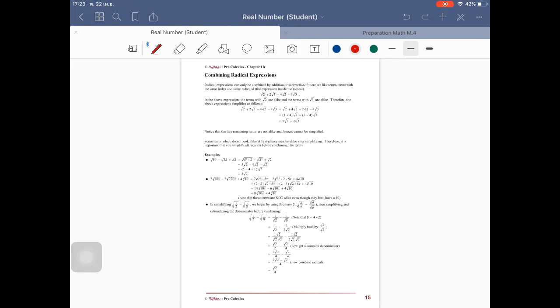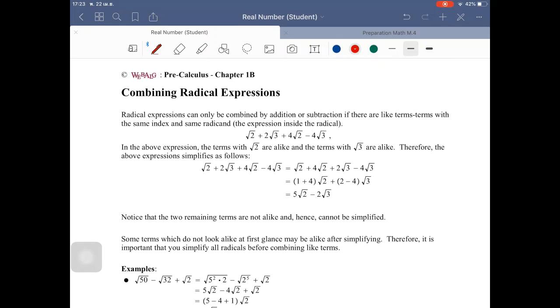Okay, last topic about the radicals. Combining radical expressions. Remember, when you combine radicals, you can combine only terms with the same index and same radicand. You can combine radicals in the case of subtraction and addition only if the index and the radicand are the same. Can you remember what index and radicand are? Okay, I will review for you. Here, index.